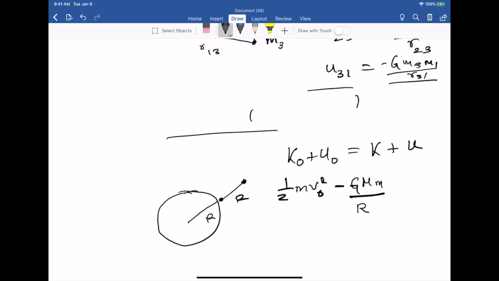All right, so then the final point is when it gets to the height that we are interested in, which is R above the surface, and the problem says that it comes to a stop at that height. So what is its kinetic energy? Its kinetic energy is going to be 0. And what is its potential energy going to be at that height? It's going to be minus GMm divided by 2R.